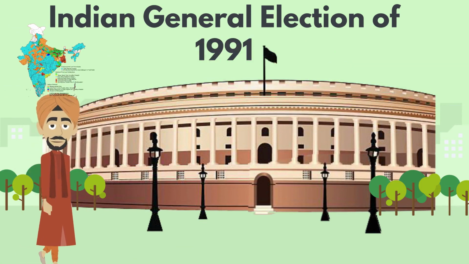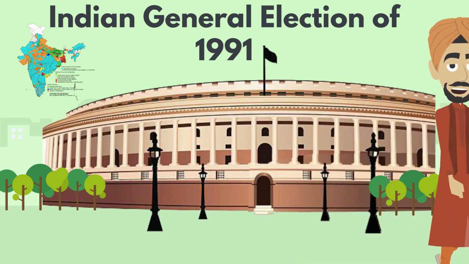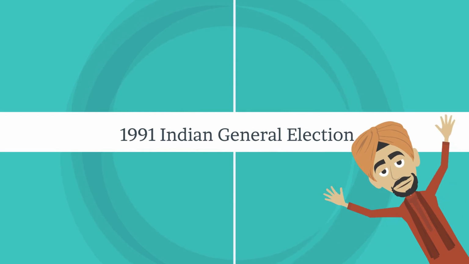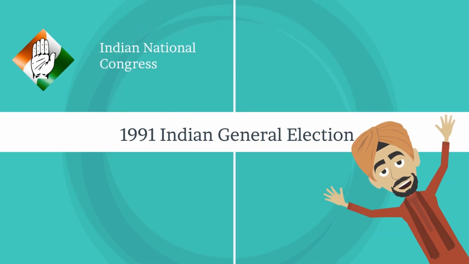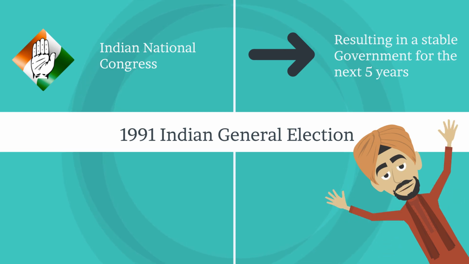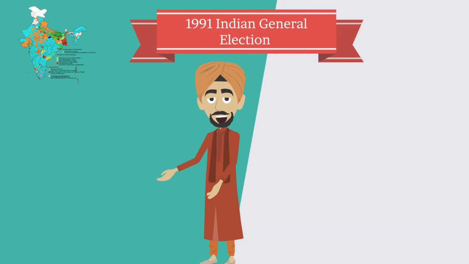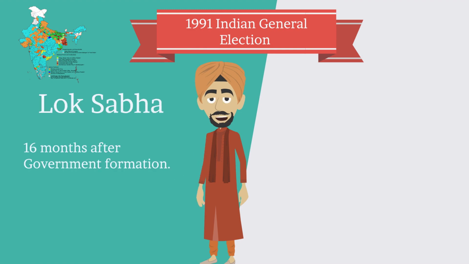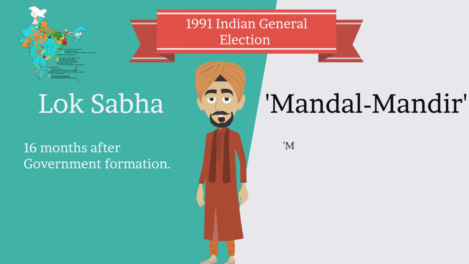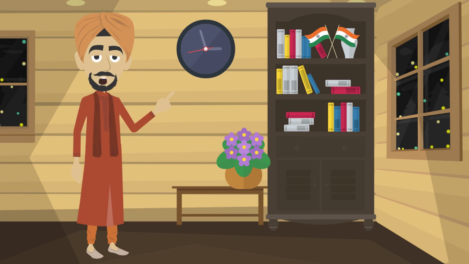The 1991 Indian general election. General elections were held in India in 1991 to elect the members of the 10th Lok Sabha. The result of the election was that no party could get a majority. So a minority government with Indian National Congress with outside help of the left parties was formed, resulting in a stable government for the next 5 years under the new Prime Minister P.V. Narasimha Rao. The 1991 Indian general election was held because the previous Lok Sabha had been dissolved just 16 months after government formation. The elections were held in a polarized environment and are also referred to as the Mandal Mandir elections after the two most important poll issues, the Mandal Commission fallout and the Ram Janmabhoomi Babri Masjid issue.